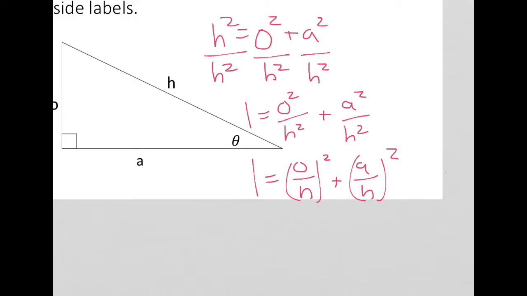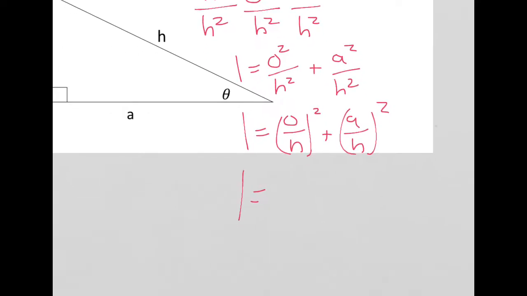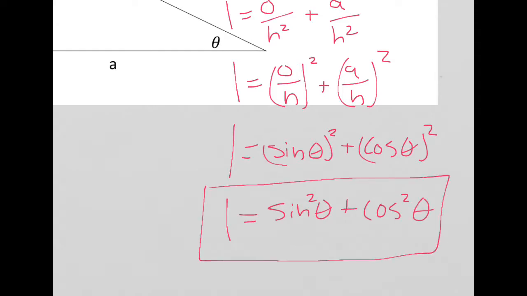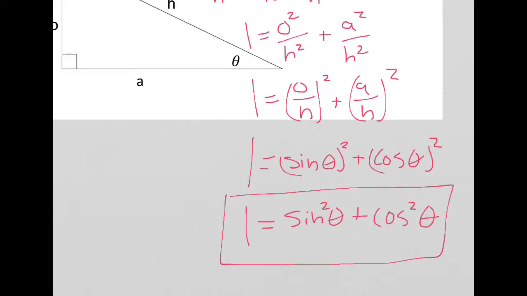Well, what is O over H? We know that opposite over hypotenuse is sine. So really what we have here is sine of whatever our angle is squared plus adjacent over hypotenuse is cosine of whatever our angle is squared. And typically you will see this written when you square a trig function. It's written as sine squared theta and cosine squared theta. But this lovely little formula is the Pythagorean identity. It's very powerful. You can simplify many things with it.